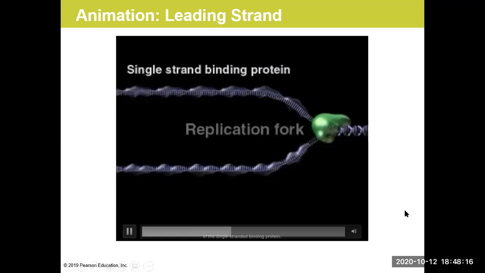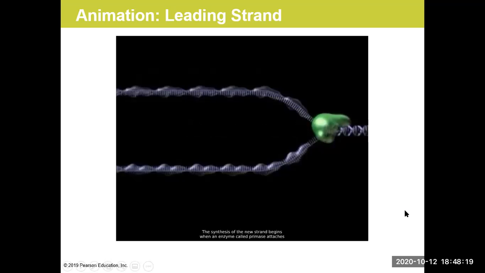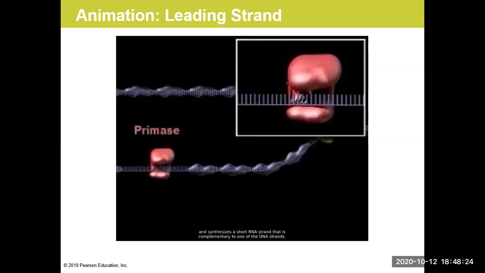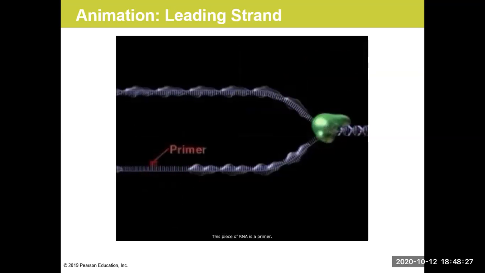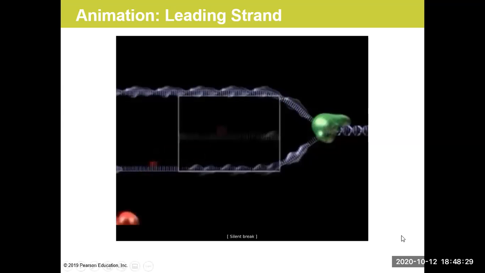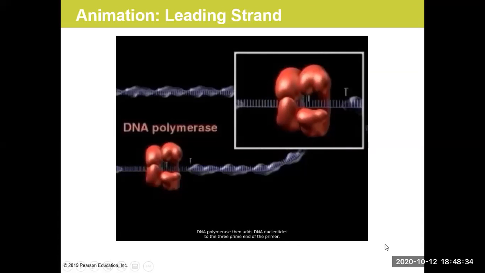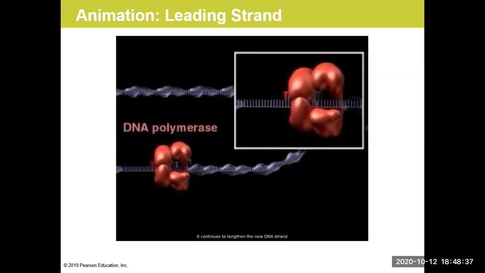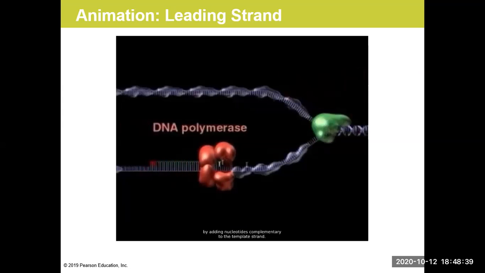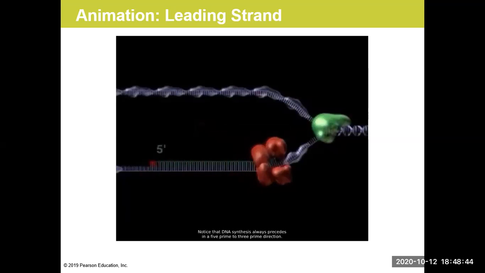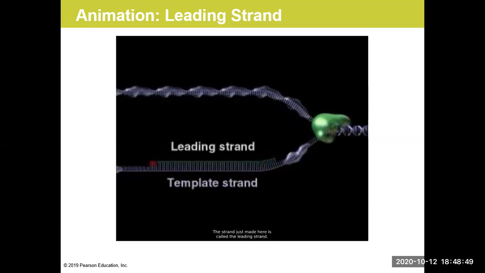The synthesis of a new strand begins when an enzyme called primase attaches and synthesizes a short RNA strand that is complementary to one of the DNA strands. This piece of RNA is a primer. DNA polymerase then adds DNA nucleotides to the 3' end of the primer. It continues to lengthen the new DNA strand by adding nucleotides complementary to the template strand. Notice that DNA synthesis always proceeds in a 5' to 3' direction. The strand just made here is called the leading strand. For clarity, we'll keep the new double-stranded DNA untwisted.